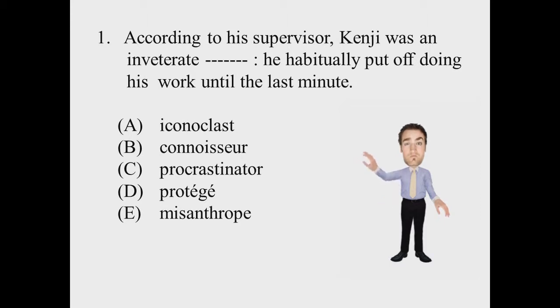The sentence reads, according to his supervisor, Kenji was an inveterate blank, colon. Most students realize when you set that up, the pattern is that after that colon, you are going to define what the blank is. That blank will actually mean he habitually put off doing his work until the last minute. Fortunately, or perhaps unfortunately, many high school students are familiar with the word procrastination because they have been accused of this activity or lateness of activity.